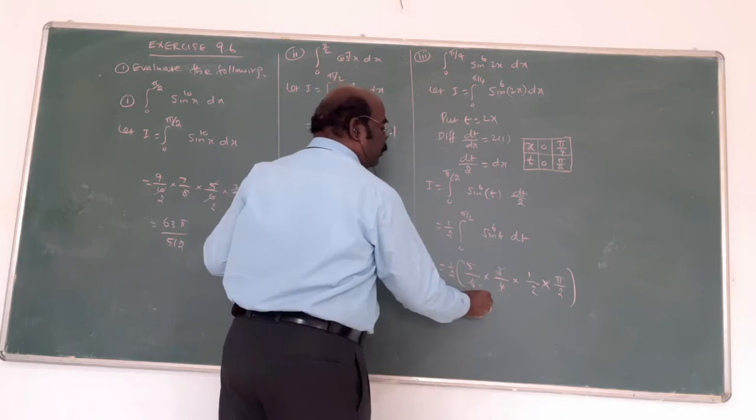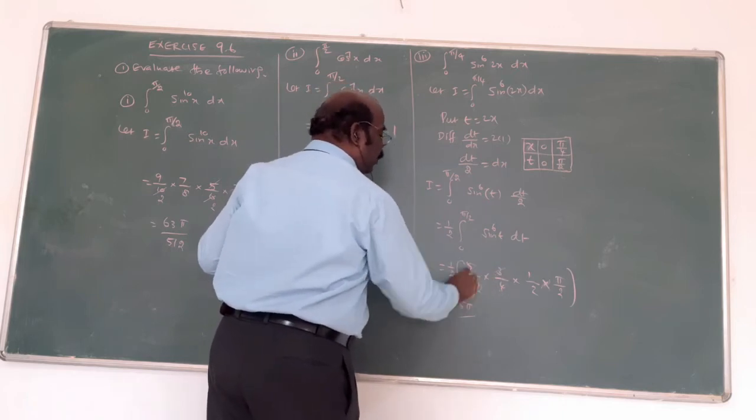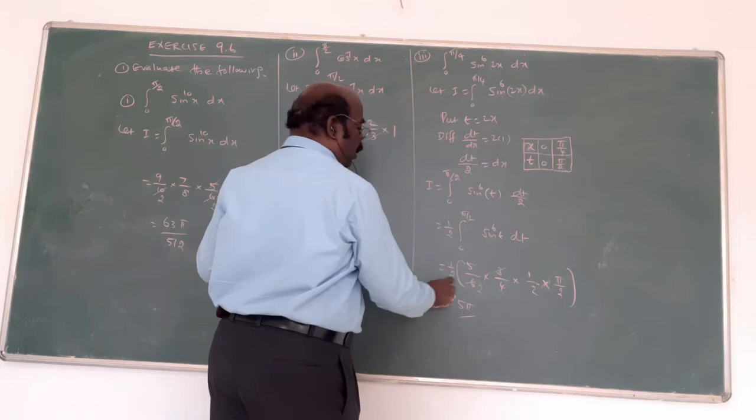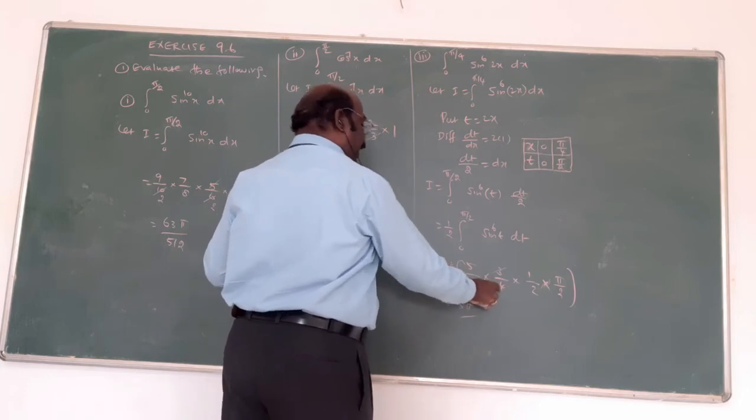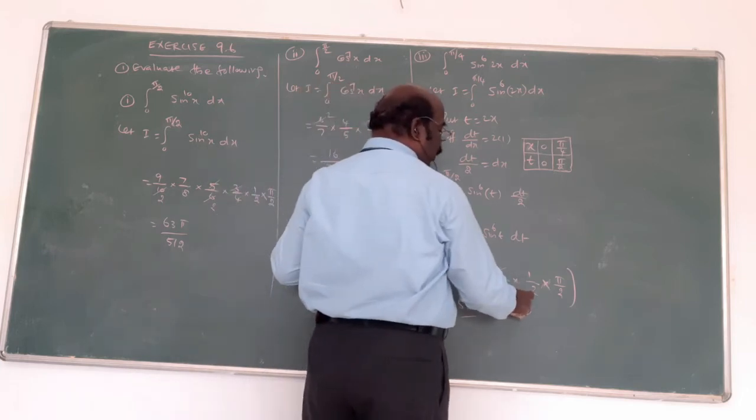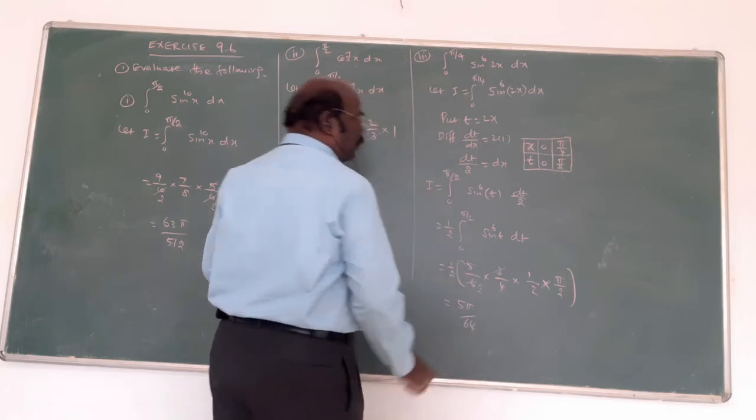Then 1 by 2, times 5 into 3 into 1, over 6 into 4 into 2, into pi by 2. Multiplying out, the result is 5 pi by 64. That's all.